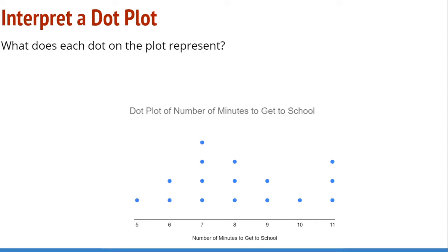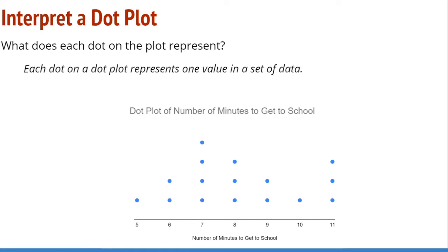Now interpreting the dot plot, what does each dot on the plot represent? Pause, think about it for a second. You should be like, ooh, I know this one. Each dot on a dot plot represents one value in a set of data. So each of these dots represents one person's answer to the question, how long did it take you to get to school today?